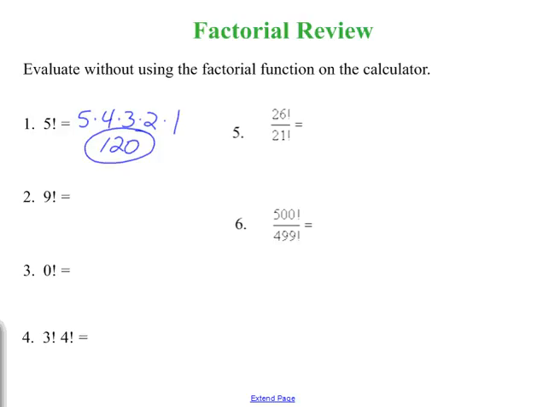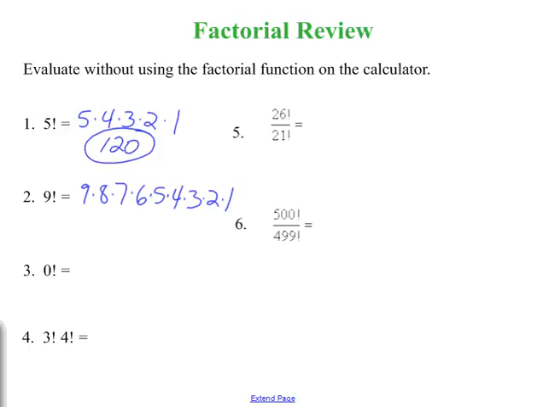Let's take a look at number 2. 9 factorial would be 9 times 8 times 7 times 6 times 5 times 4 times 3 times 2 times 1. Now throwing all this into the calculator can be a little bit tedious. There's a factorial function on your calculator that you certainly can use.